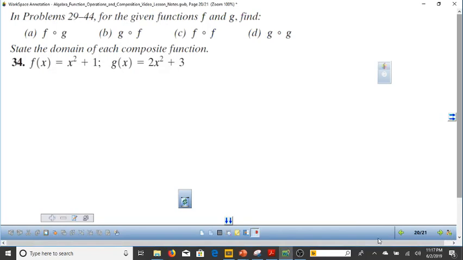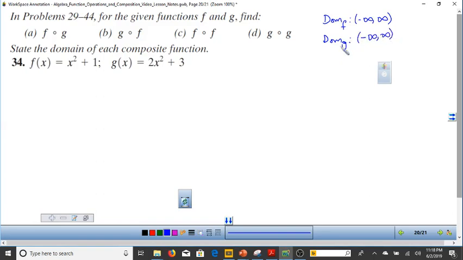So now for this set of questions, it's a little bit more tedious. The question says, find the functions and state their domains. So what I'm going to do right off the bat is state the domains of the functions on the side. The domain of f, since it's a polynomial, is all real numbers. And the domain of g is also all real numbers, also because it's a polynomial, which means the compositions will also have no restrictions. So the domains will all be negative infinity to infinity.